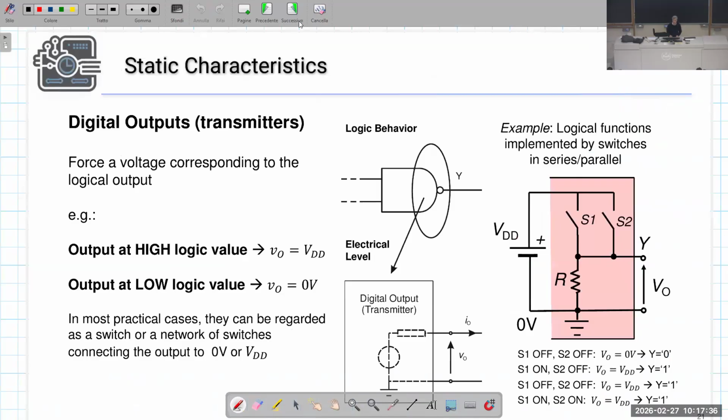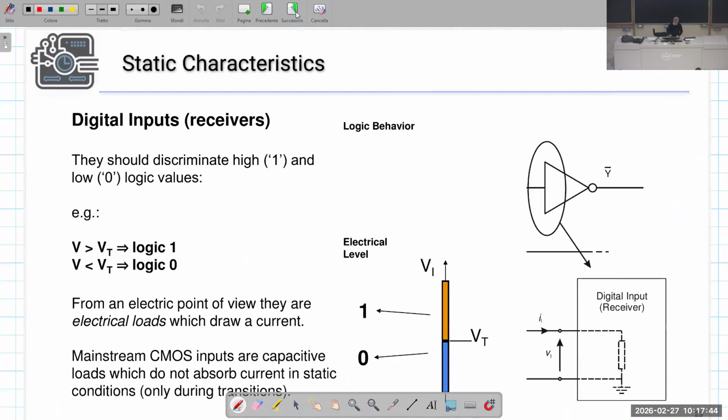So this is for what concerns the digital outputs, those which force the logical level. Now let's try to define the electrical characteristics of the digital inputs. That is, which are the parameters that describe the digital input at the electrical level.